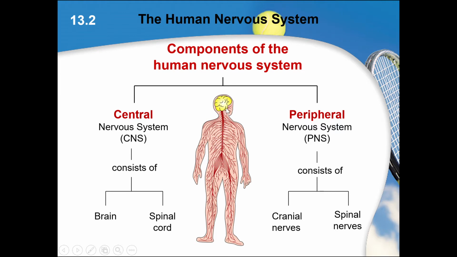So nerves actually can branch out from the brain near the neck and the head area, and nerves can also branch out from the spinal cord. Nerves that branch out of the spinal cord, we call them the spinal nerves, while nerves that branch out from the brain, we call them the cranial nerves. So the peripheral nervous system will comprise the cranial nerves and the spinal nerves.